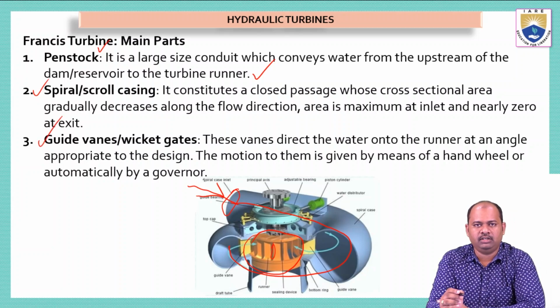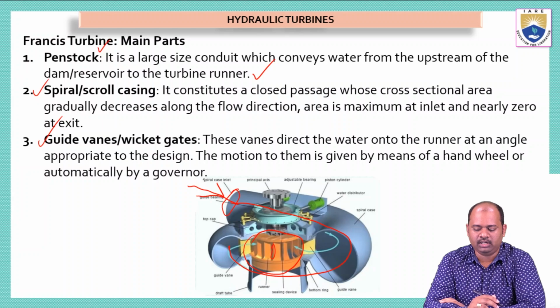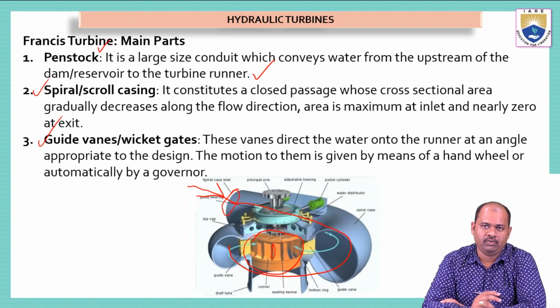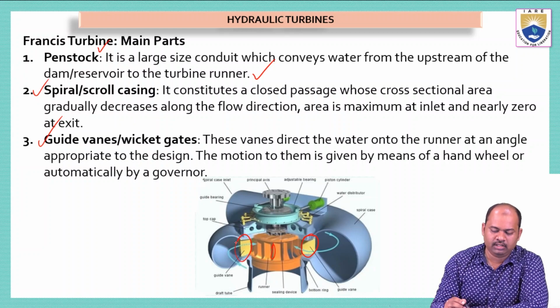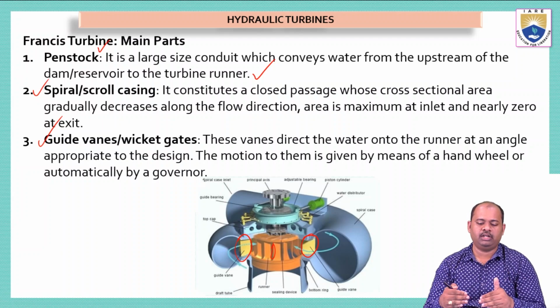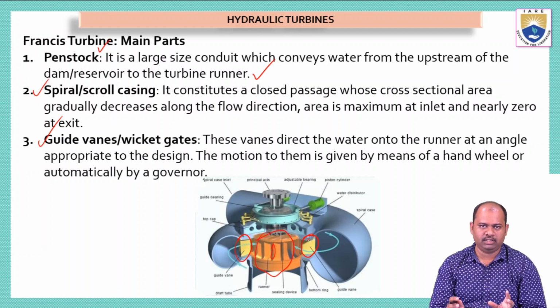The third main part of the Francis turbine is the guide vanes or wicket gates. These vanes direct the water onto the runner at an angle appropriate to the design. Here, see this yellow colored part. These yellow colored devices are nothing but the guide vanes. These are responsible for making the water enter into the runner. So this orange colored part is called the runner, and the yellow colored part is called guide vanes or wicket gates.